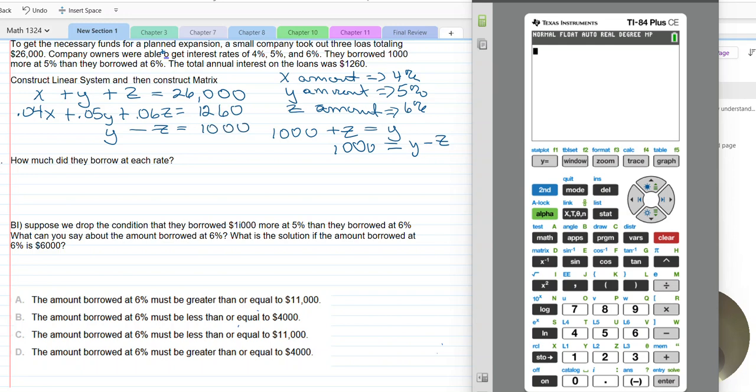Right. So now we have what we needed. I didn't answer them in the order they wanted, but we got it all okay. So now they want a solution. So we're going to draw our matrix. 1, 1, 1, 26,000.